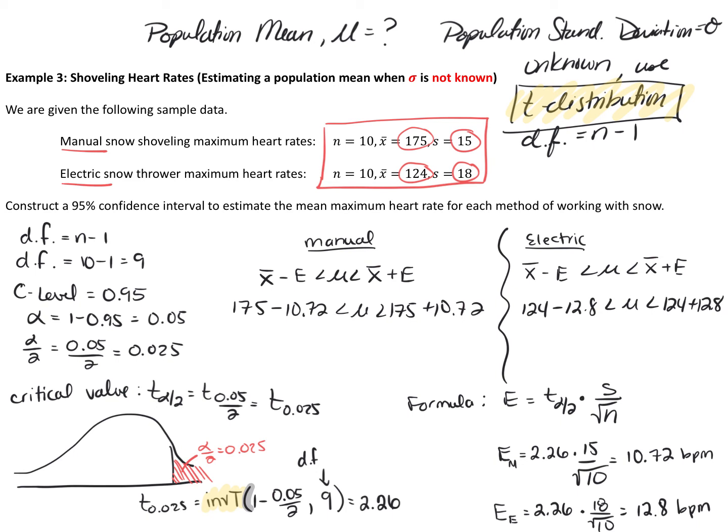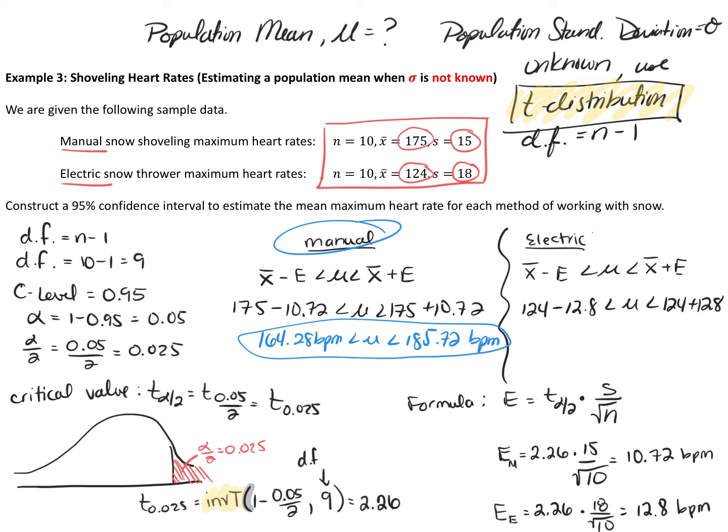So using a blue pen here, the confidence interval for the manual method, that lower limit, is going to be 164.28 beats per minute, and the upper limit is 185.72 beats per minute. And the confidence interval for the electric method, that lower limit is 101.2 beats per minute, and that upper confidence limit is 136.8 beats per minute.